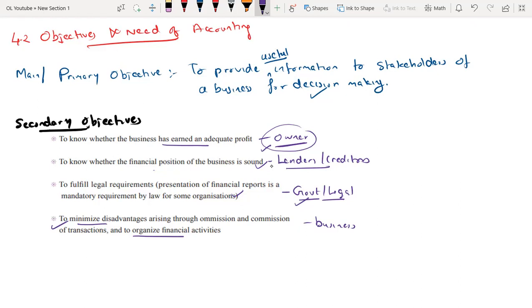If you look at the secondary objectives of accounting, they break down the useful information each stakeholder requires. The first one is to know whether the business has earned an adequate profit, which is required by the owner. To know whether the financial position of the business is sound, that will be required by the lenders or creditors. To fulfill legal requirements, because government imposes legal requirements, we need to do accounting. And finally, to minimize disadvantages arising through omission and commission of transactions and to organize financial activities.